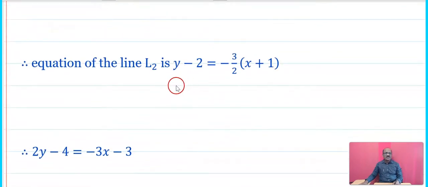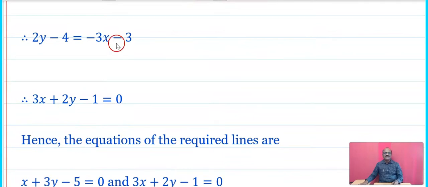Again the equation in the slope point form, which is y minus y1 is equal to m in bracket x minus x1, that is y minus 2 equals minus 3 by 2 in bracket x plus 1, and if we multiply this whole equation by 2, then you will get 2y minus 4 equals minus 3x minus 3, and again simplification, you will get 3x plus 2y, and here is a minus 4. If we bring this minus 3 to the left hand side, it will become plus 3. Minus 4 plus 3 is minus 1, and that's equal to 0.